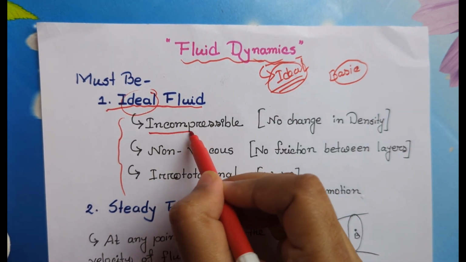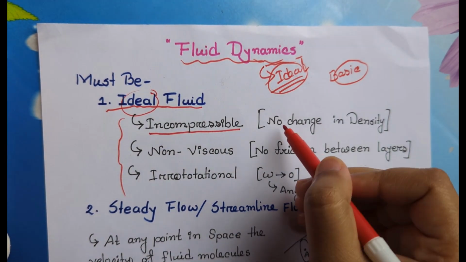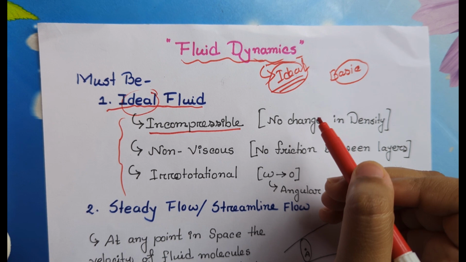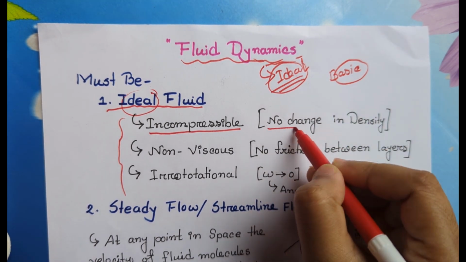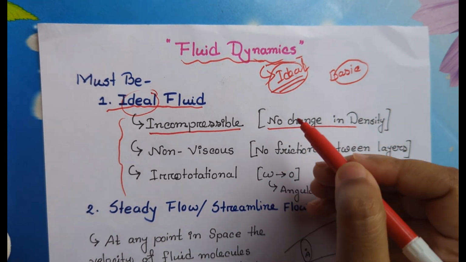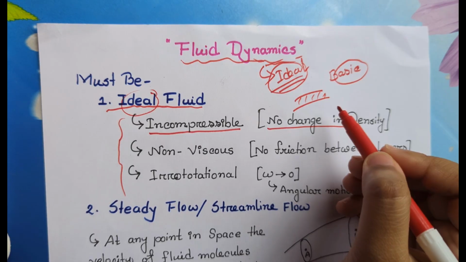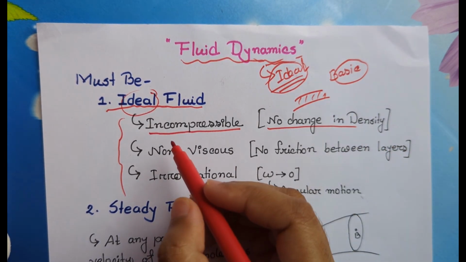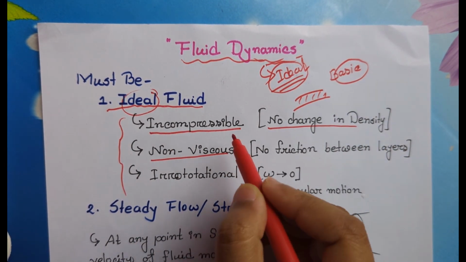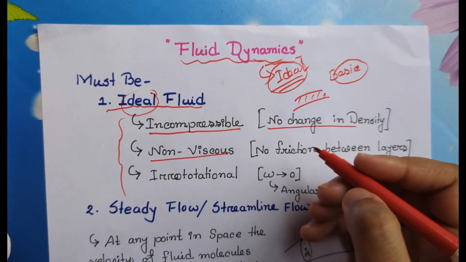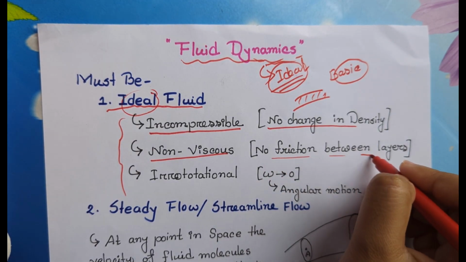The fluid must be incompressible, meaning the density does not change anywhere in the fluid. The density remains the same through the whole fluid. Then the second thing is non-viscous. The fluid must be non-viscous. Non-viscous means no friction between layers.